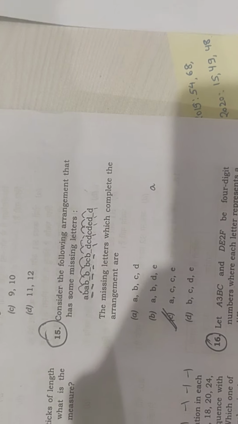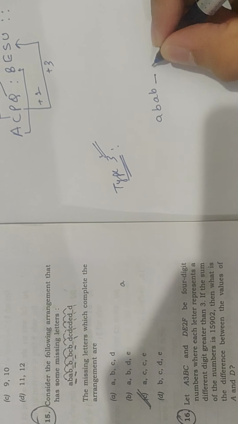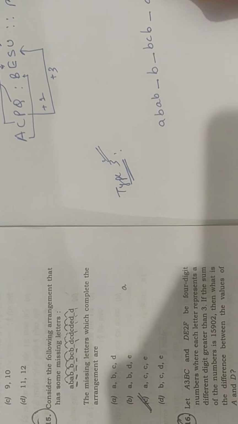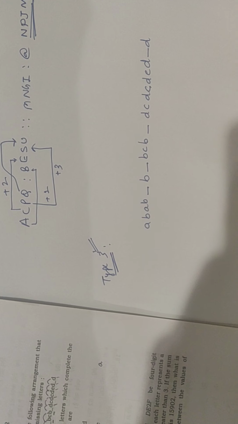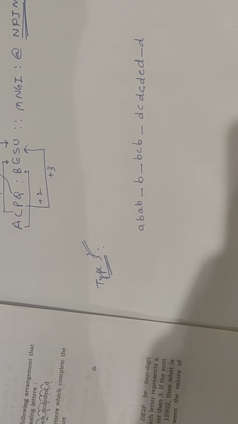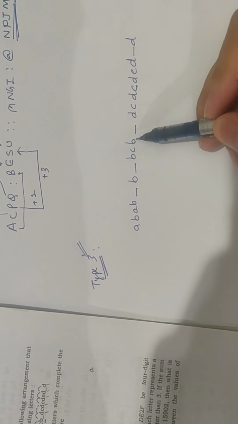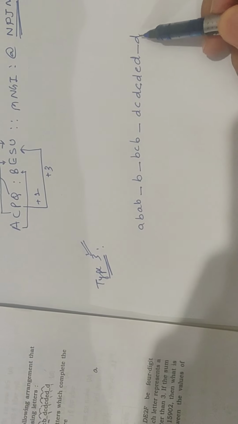So this is, consider the following arrangement. We have to tell the missing alphabets. I'll just write the sequence: A B A B B B C B D C D C D E. Okay, so this was the question: A B space B space B C B space D C D C D E D space D. Okay, this was the question.